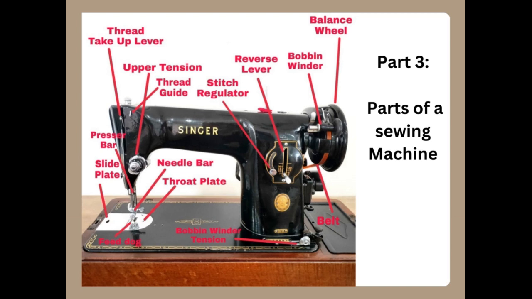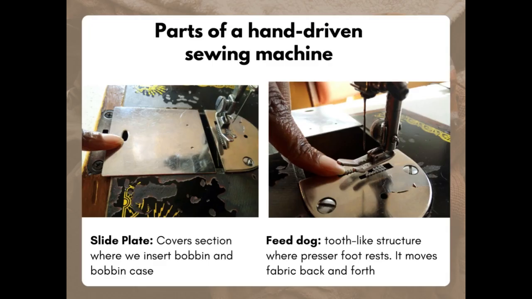So in this part, here we see a machine with different labeled parts. It is good to study the image of the sewing machine and memorize the names of each part of the machine that is labeled. However, I want us to look up close at each of these parts of the machine and know how each of the parts functions. We are going to begin with these two parts. The first one is a slide plate, as pictured here.